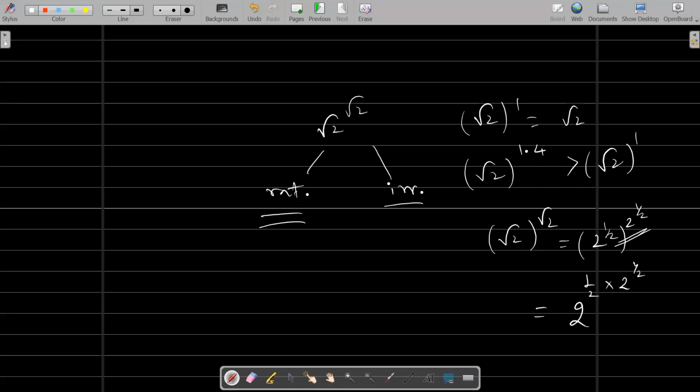But we can't multiply half into half into 2. Now you can't simplify much with this. So this is like 2 raised to half upon 2 raised to 1. So it's 2 raised to minus half.